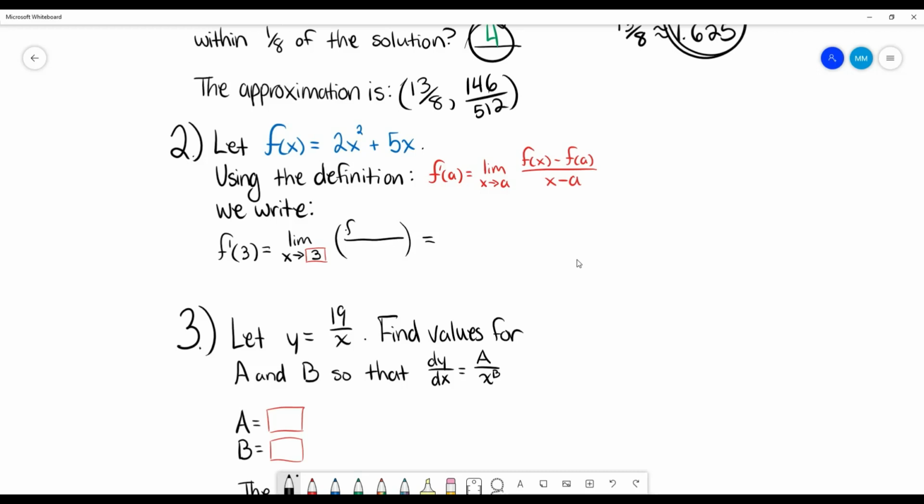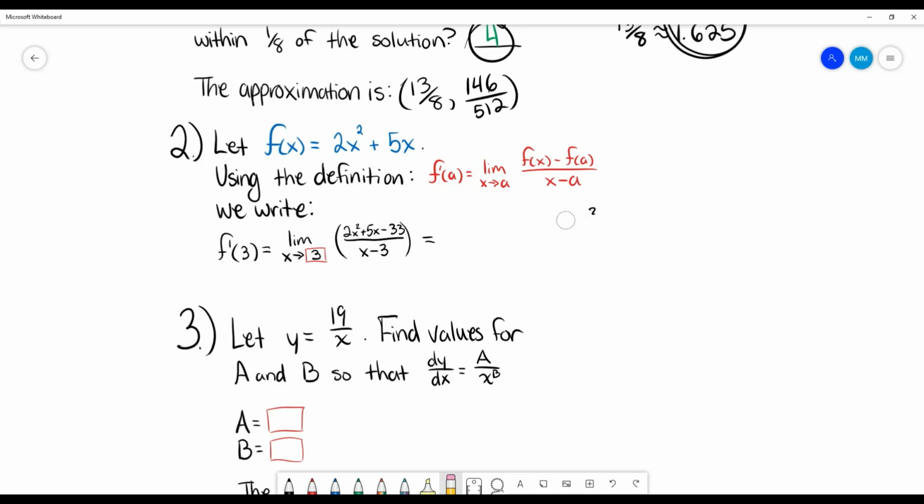is going to be f of x minus f of a, and we actually don't want to write that out. We do want to expand that. So it's going to be 2x squared plus 5x minus whatever f of a is. So if we plug in that 3, gets us a 2, 3 squared plus 15 is a 2 times 9 plus 15 is 18 plus 15 is 33 over x minus 3.